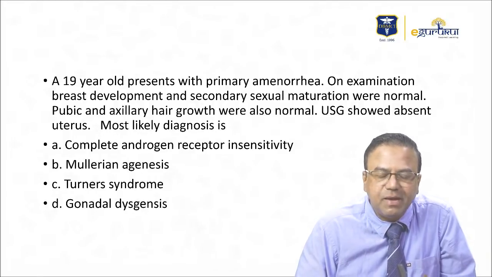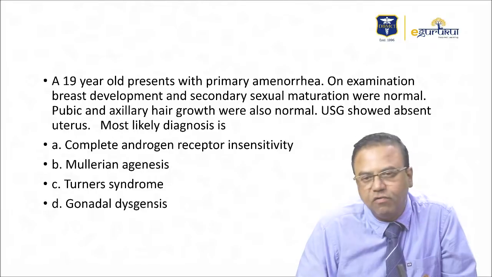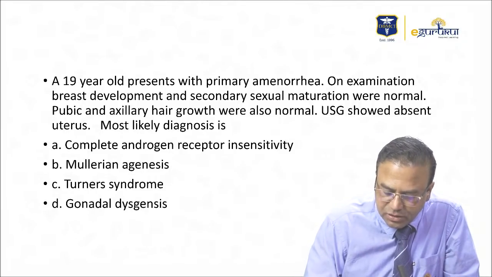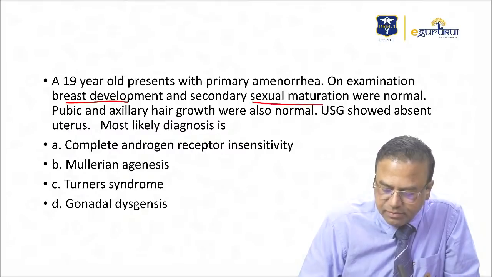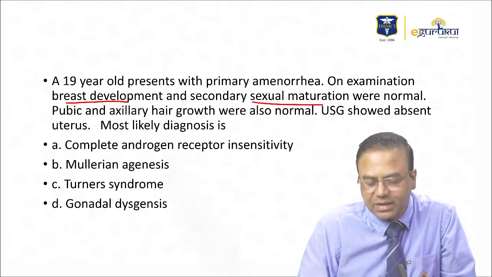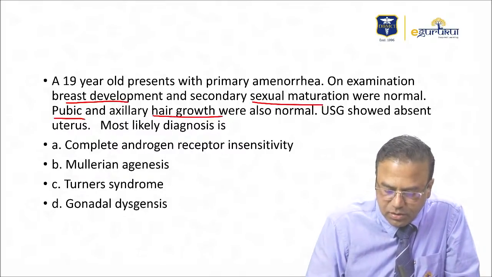A 19-year-old female presents with primary amenorrhea. On examination, the breast development and secondary sexual maturation is normal. Axillary and pubic hair growth are normal.